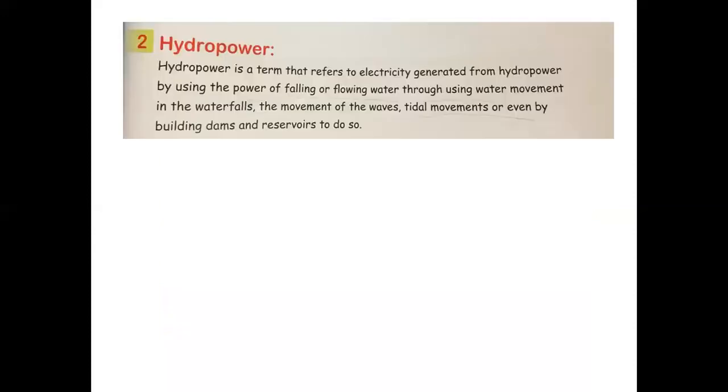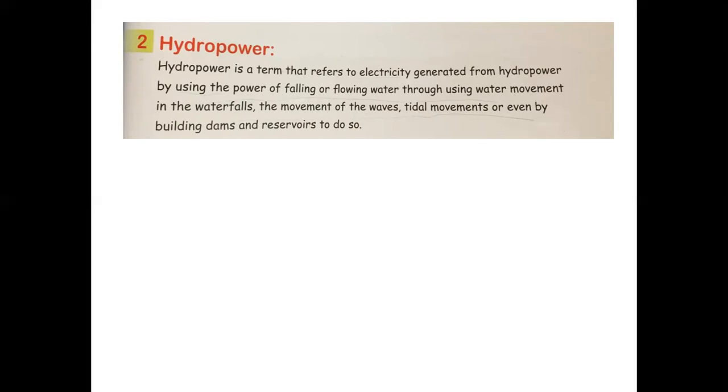Now, next is hydropower. Hydropower is a term that refers to electricity generated, but not by wind. We studied how it is created by wind, but now it is created by using water. Not just water, it is made by moving or flowing water, by falling water through its movement in the water plant. Hydropower refers to electricity generated by using the power of falling or flowing water.